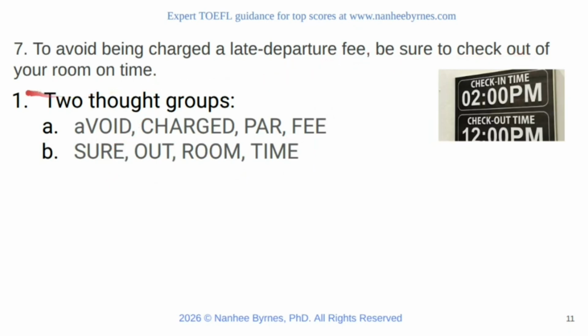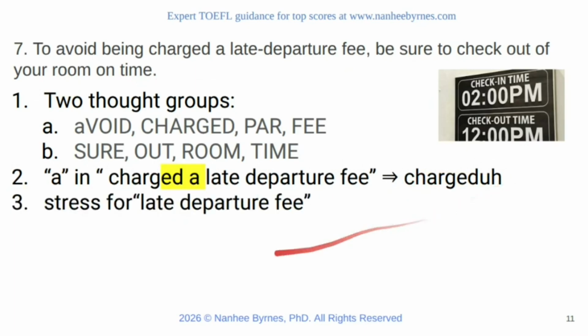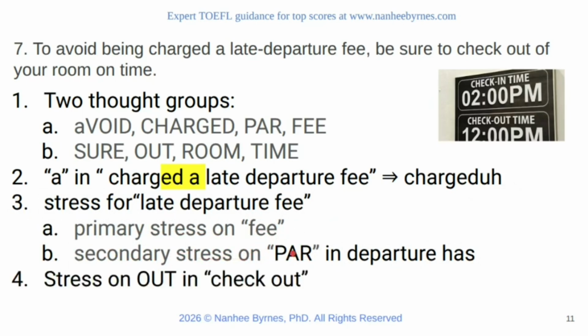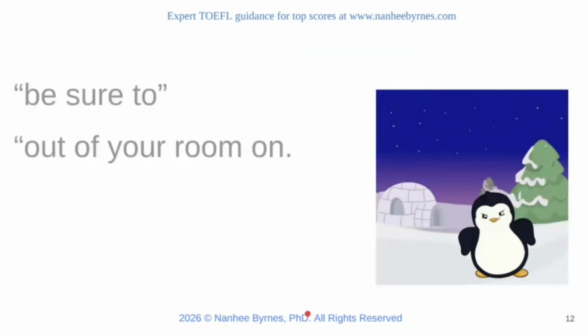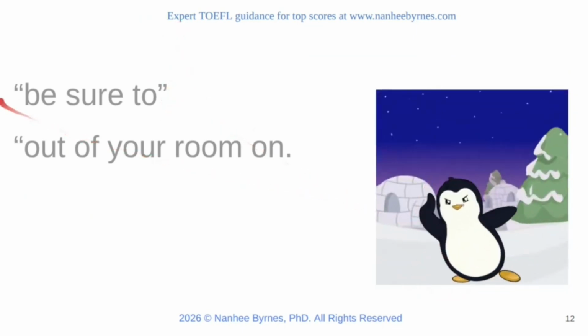Speaking tips. The A in a late departure fee attaches to charged, sounding like charged-a. In late departure fee, fee receives the strongest stress, and par in departure receives the second strongest stress. The phrasal verb check out has stress on out. Pronunciation tips. Some of the words in this sentence might have escaped your ear, such as be sure to and out of your room on.